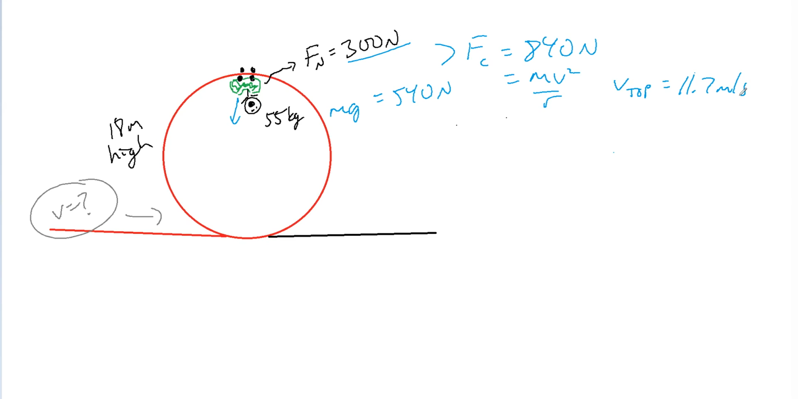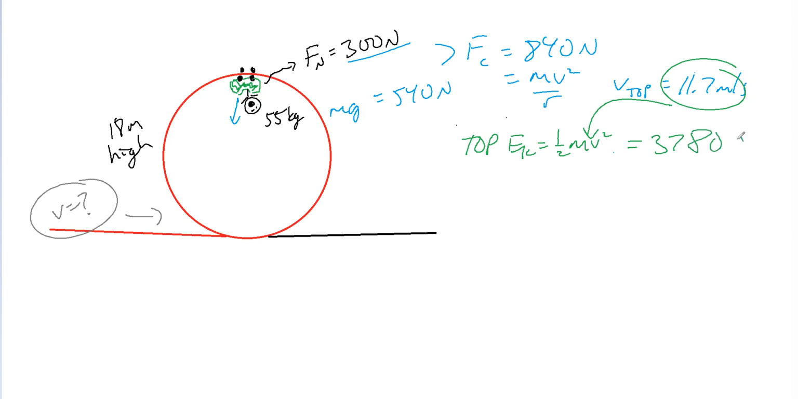Okay, so now that I've got his speed at the top, and speed's usually that boundary between energies and forces, I can now find his kinetic energy at the top. So I find his top EK, doing 1/2 mv squared, to find out how much kinetic energy he has at the top of the loop. If I do that, his kinetic energy is around 3,780 joules.